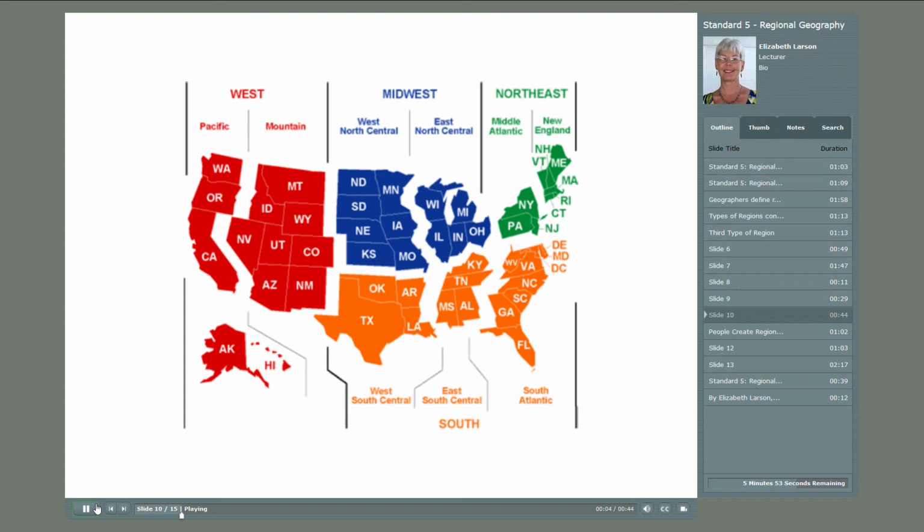The map on this slide is a map that's been produced by the U.S. Census Bureau. And what it's doing is breaking the United States into easily manageable categories for census counting. And it's broken them into three main sections: the West, which includes the Pacific and the Mountain States; the Midwest, which has 4 units: the West North Central, the East North Central, the West South Central, and the East South Central states; and then the Northeast, the Middle Atlantic, the New England states, as well as the final South Atlantic states.